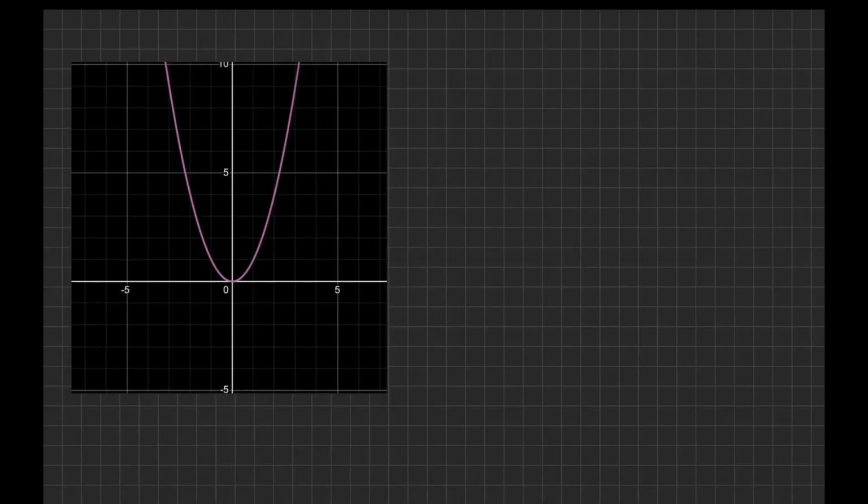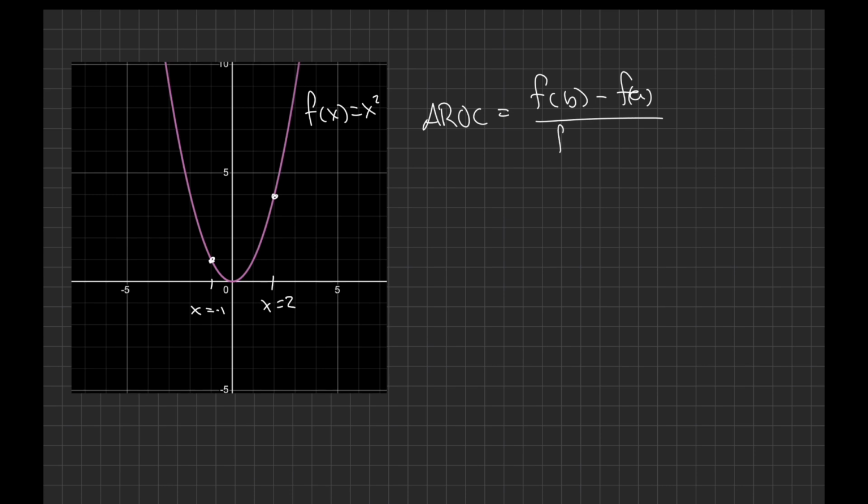So let's do an example of that. Let's put 2 well-defined points on this graph, say here and there. This is x equals 2, and this is x equals negative 1. The function here is just f of x equals x squared. So our average rate of change will be f of b minus f of a over b minus a.